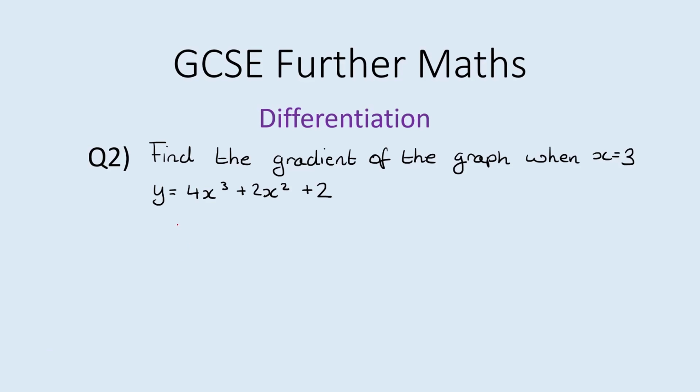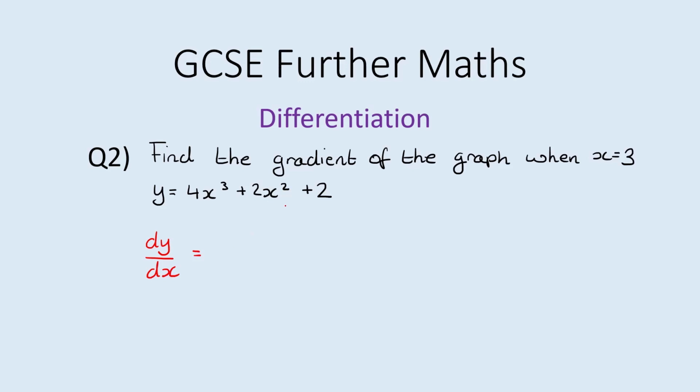In this particular calculus question, and again, the topic is differentiation, we're asked to find the gradient of the graph when x equals 3. So we have the equation of the graph given by y equals 4x cubed plus 2x squared plus 2. So if we first of all write down dy over dx.